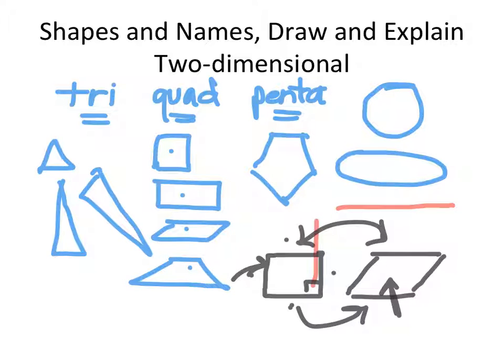A square, for example, is a quadrilateral. It is a rectangle. It is a square. It is a rhombus. Some characteristics are very general, some are more specific, and we want students to understand that.